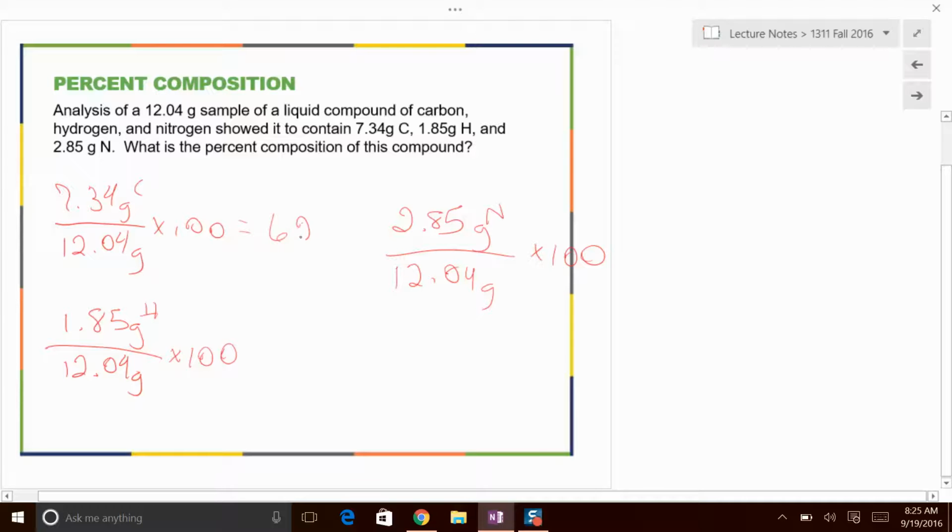16.96. Okay, what is the percent composition of hydrogen? 15.36. Okay, and of nitrogen? 23.67. Okay, now add those three numbers together. What do you get? 99.99.